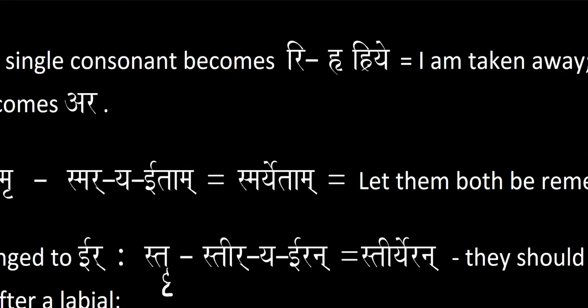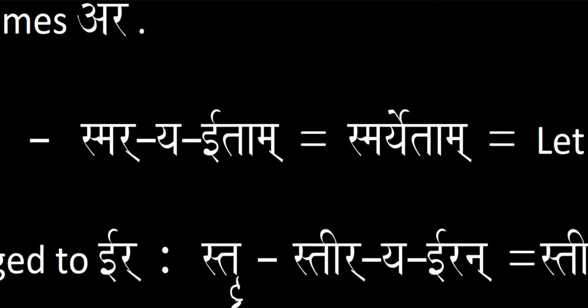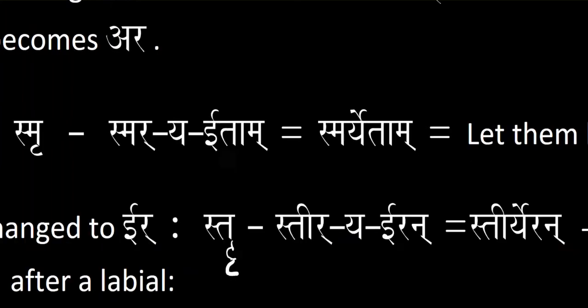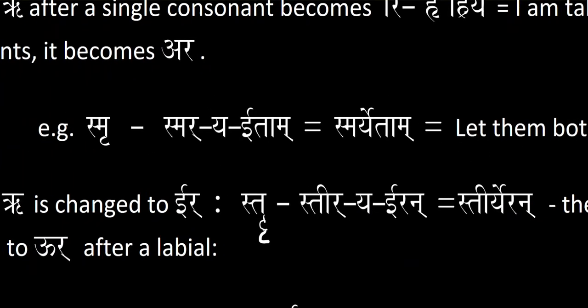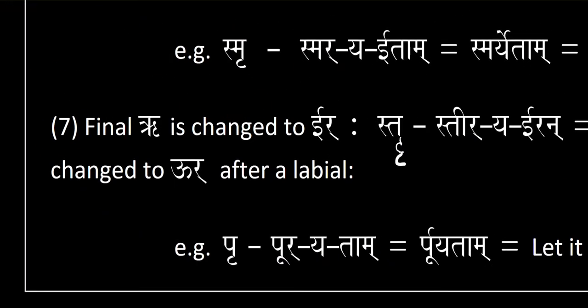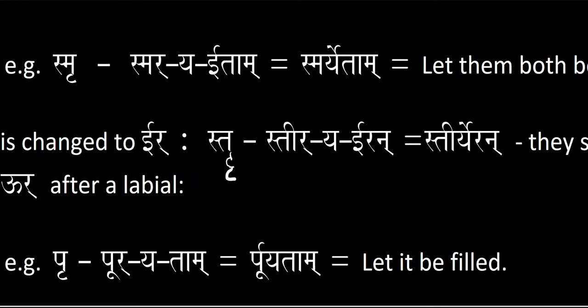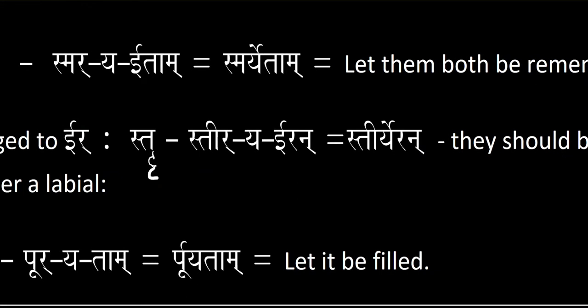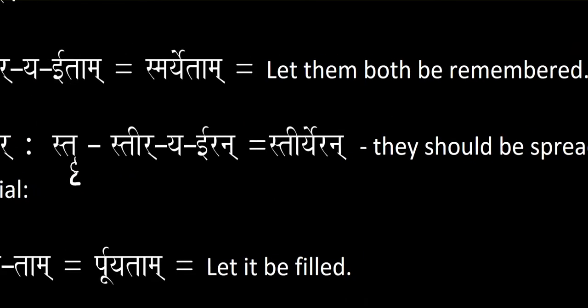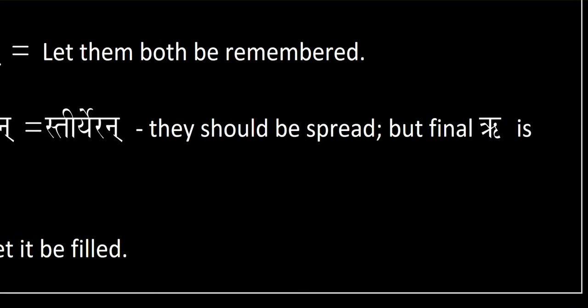Smaryetam. The reason why you have a tam is because remember your vowel sandhis are still going to apply because you're adding a ya. The a in the ya and the e come together to give you that vowel sign in smaryetam. And last but not least, ri is changed into ir. So first you have stri becomes stir. So you have stir ya iran. So you have stiryeran, which means they should be spread.